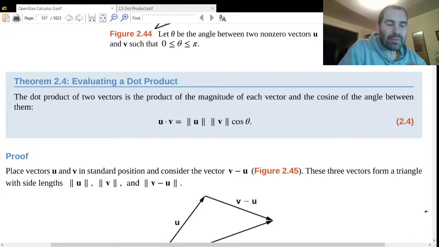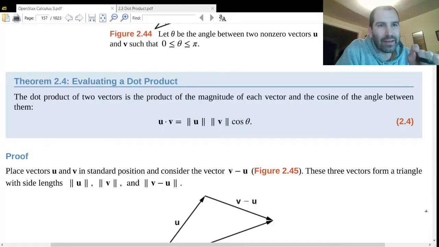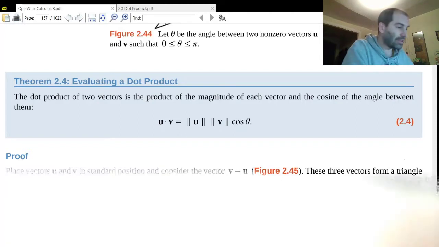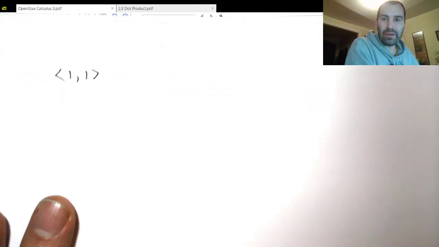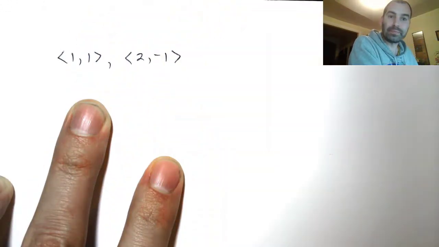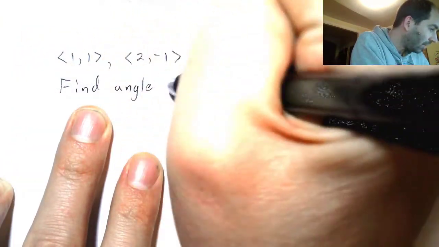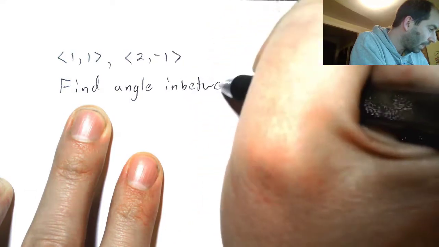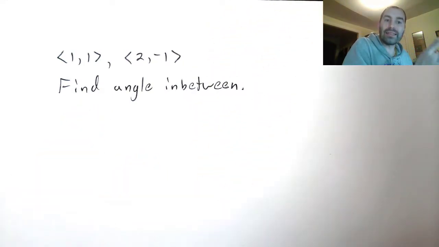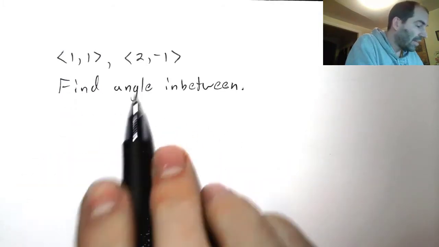Okay, so what are some of the things we can do with this formula? Well, it's relating the dot product to the angle between the vectors. So we can actually use this to find the angle between two vectors. All right, so let's take a look at an example of this. Suppose I have the vector 1, 1 and the vector 2, negative 1. I want to find the angle in between. And remember, we're always looking for the angle that's less than 180 degrees. All right, so let's find the angle between these.